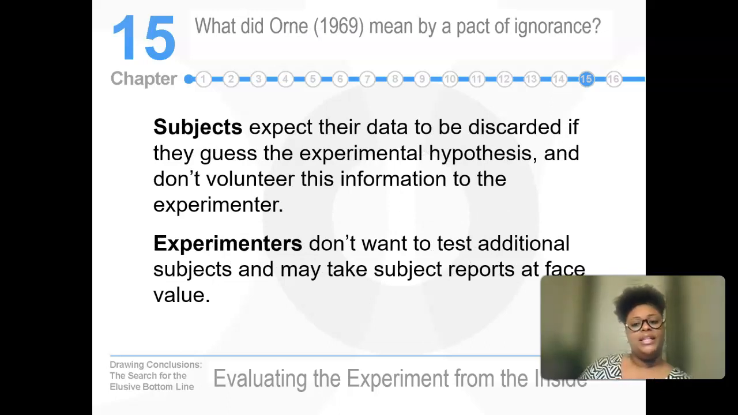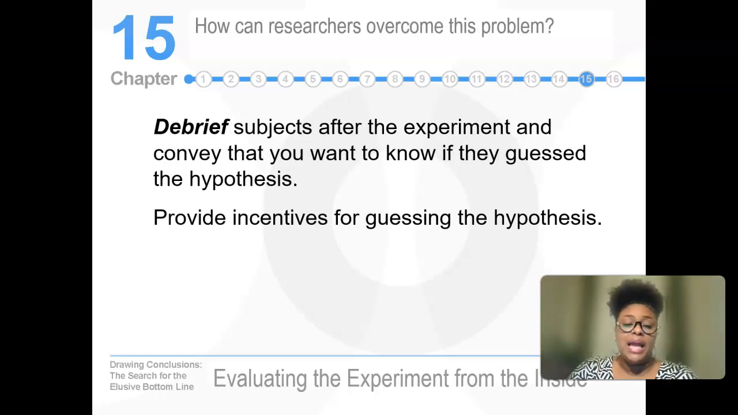So our subjects expect their data to be discarded if they guess the experimental hypothesis and don't volunteer this information to the experimenter, while the experimenters don't want to test additional subjects and may take subject reports at face value. So we want to make sure after we complete our research with our participants that we debrief the subjects after the experiment and convey that you want to know if they guessed the hypothesis, if they have questions, how they feel after engaging in the research, and also taking the time to provide them with information in regards to their participation in the research study at the very end after they've completed the process. During this time, provide incentives for guessing the hypothesis.